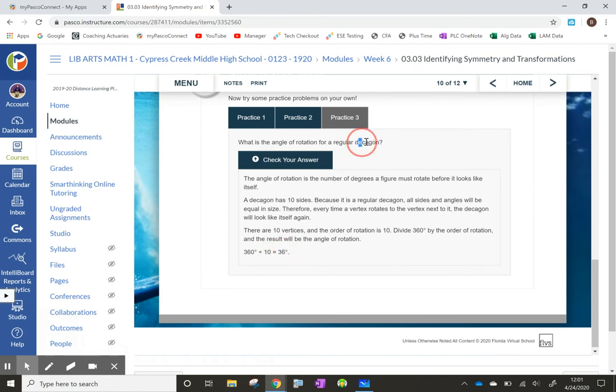So if it was a pentagon and it only had 5 sides, you'd do 360 divided by 5. If it was an octagon, then you would divide by 8, 360 divided by 8, and so on, right? You get the point.